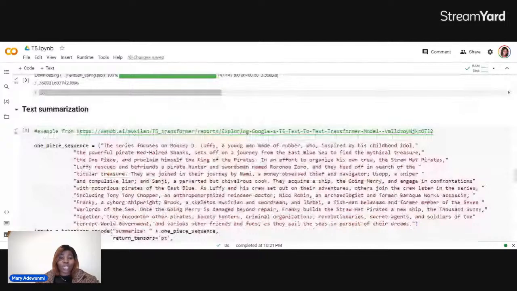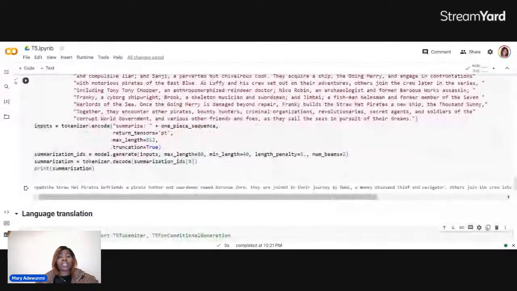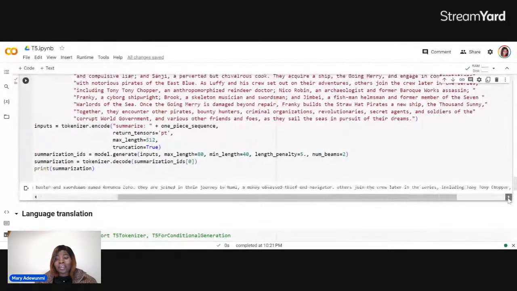So you can see the summarization now. Summarize this one. It said the Straw Hat Pirates befriend a pirate hunter and swordsman named Roronoa Zoro. So you could see that it was given an example, so that means it's not zero shot. Zero shot means that we don't have to tell the transformer how we want our model to behave. So we have few shot, we have zero shot, I think we have medium or so. If it's few shot, you put in, okay, this is how I want my transformer to behave, and you explain it. But this is just zero shot. We just wanted to see whether it's really working well.